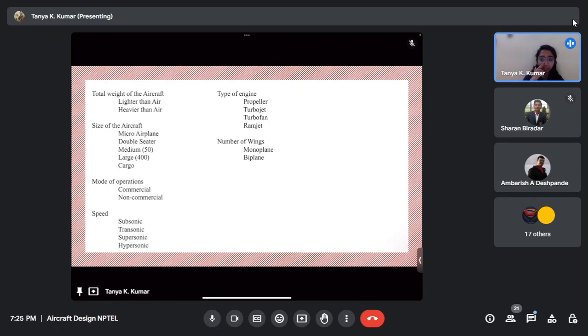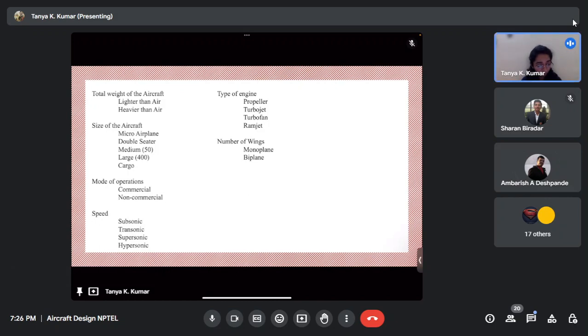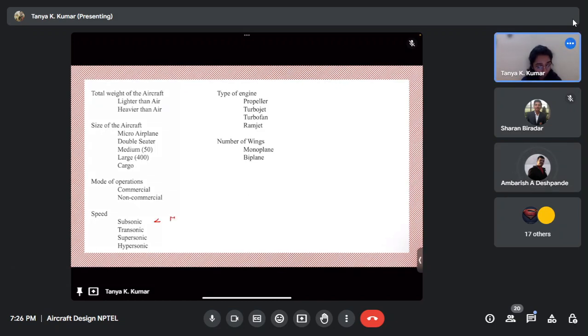Okay. Then you have, this is one of the typical classifications, speed of the aircraft. Subsonic, transonic, supersonic, and hypersonic. Can someone tell me what ranges of velocity or what ranges of speed each of them are? Subsonic is? Yes, so less than Mach 1, right? Less than Mach 1, less than 1 Mach.